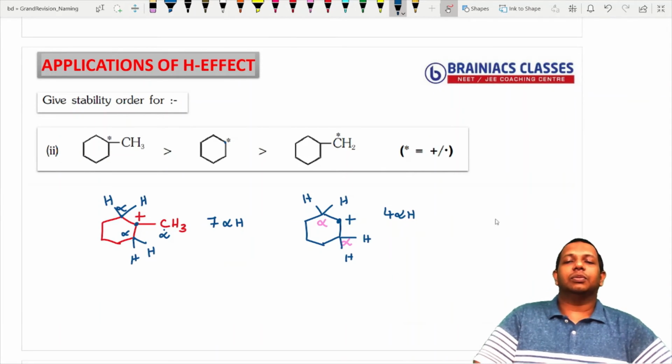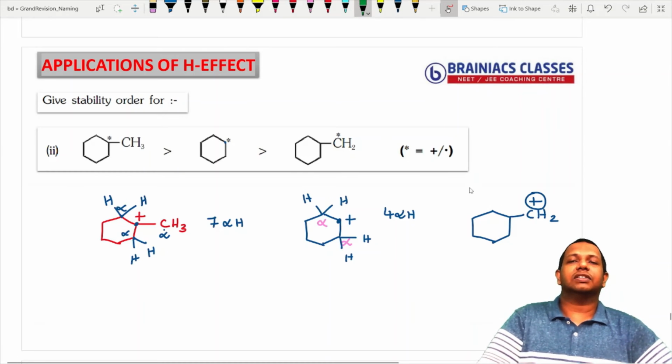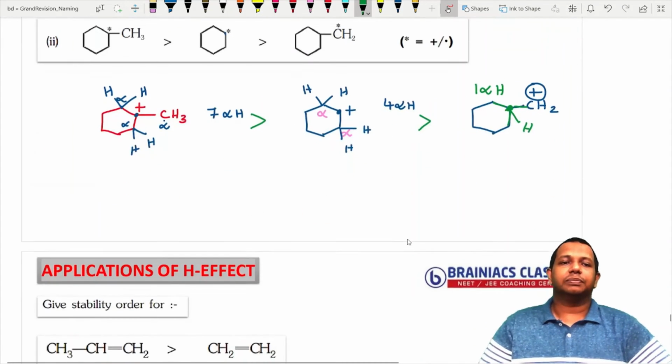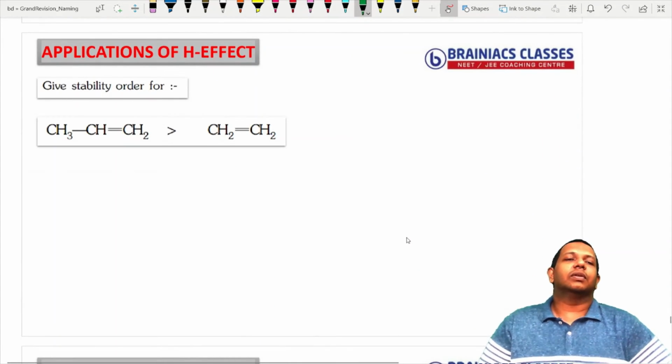Now look at the last one. So you have a structure like this, with the CH2 plus. Now you can see near to this one, this is the alpha carbon. This is connected to this one, this is connected to this one, another carbon, this is connected to this one. So there is only one valency left, that is hydrogen. So I can say this species is stable only via 1 alpha hydrogen. So that's why this is more stable than this one and this is more stable than this one. Clear? So let us look at alkene example.